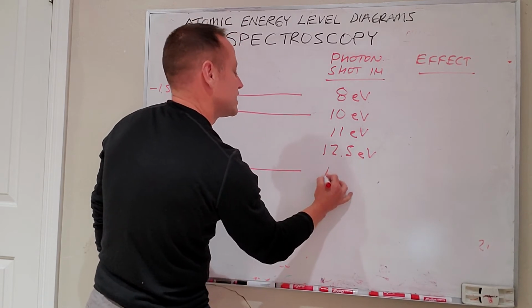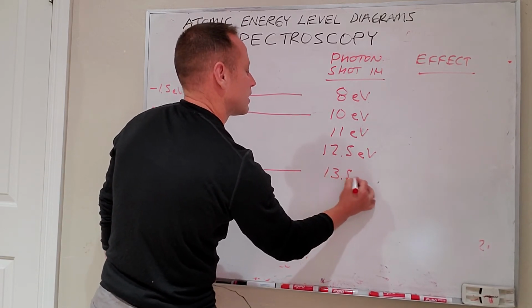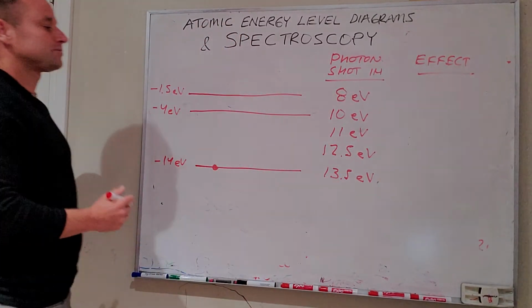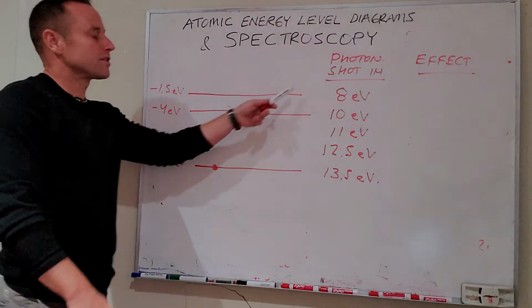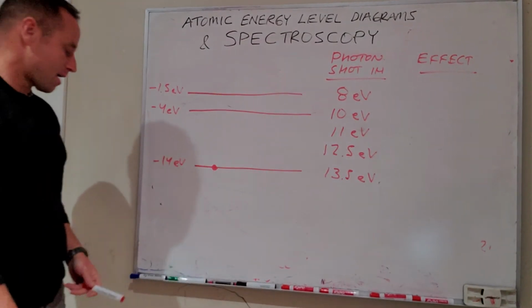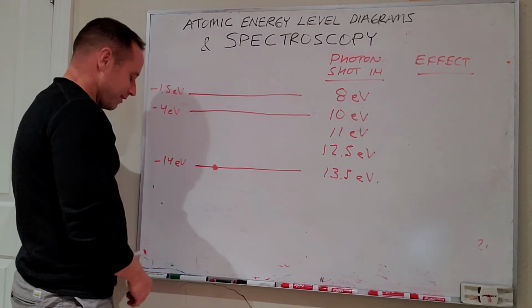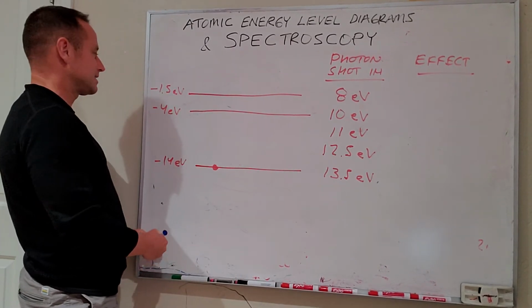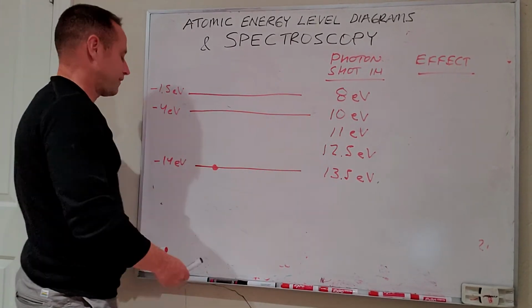And let's try 13.5 eV. Okay, and see what happens. Right, so these are the photons that we're going to try to shoot into this atom and see what happens. So let's go for this. The very first one that we try to shoot in is this 8 eV photon.